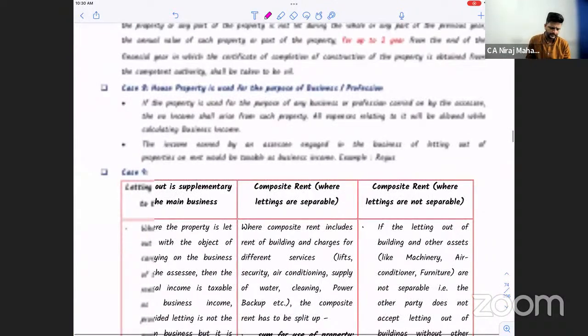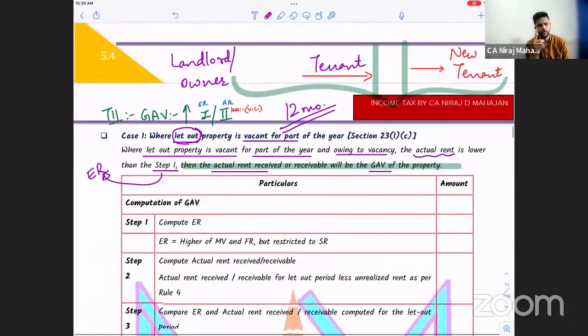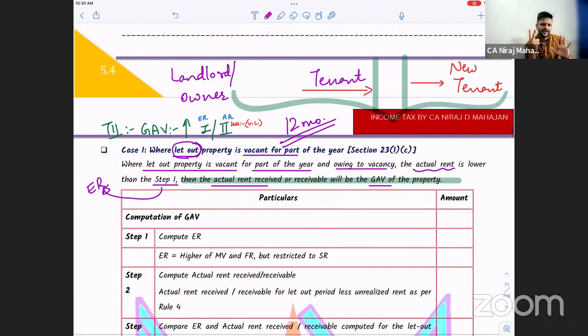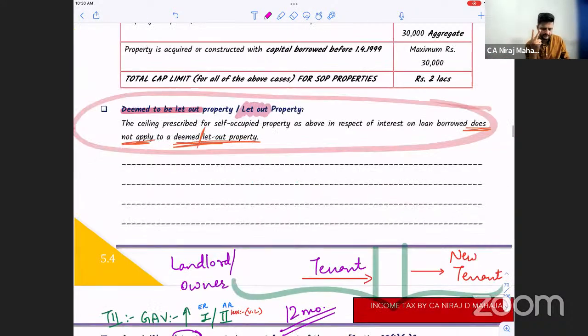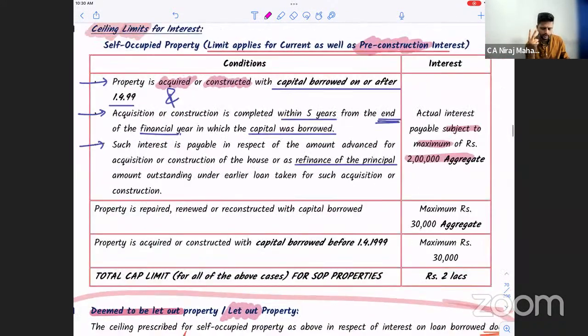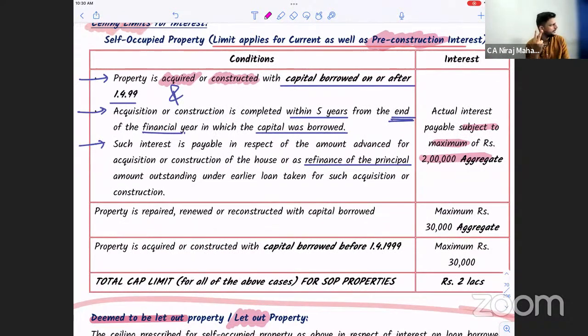So again, we'll repeat. We have lots of examples to do, don't worry. You will be bored and tired of doing so many examples. For SOP, the loan is taken for purchase or construction, on or after 1/4/1999. The construction or completion is completed within 5 years of the end of the financial year in which the loan was taken, and the banker certificate is received. In that case, your ceiling limit is 2 lakh rupees in totality.